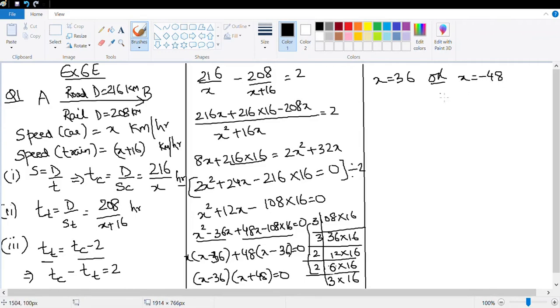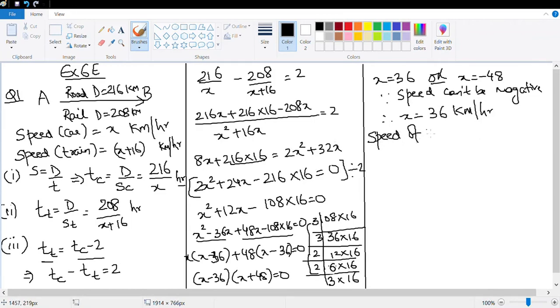Now since x is the speed, speed can't be negative, therefore x is equal to 36 kilometer per hour. Let's read the question, what they want me to find. They want me to find the speed of the train. Speed of train is x plus 16, which is 52 kilometer per hour. Perfect. Let's move on to the next question.